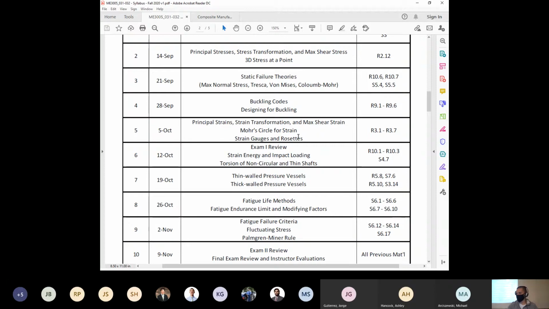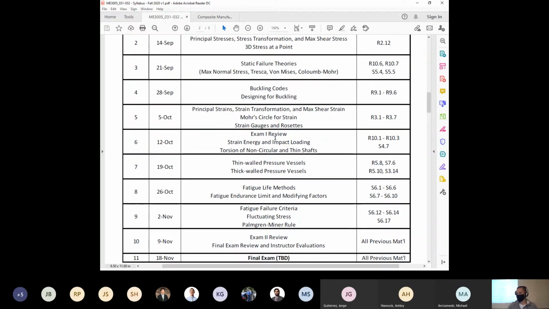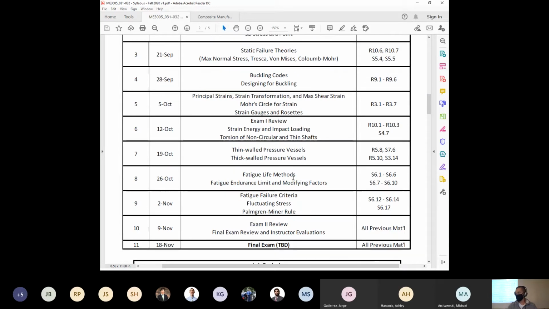Okay, principal strains. That'll be very similar to principal stress. And then we'll have our first exam. So a lot of what I think are foundational topics for mechanics of materials, stress, strain, principal stresses, principal strains, will be covered on the first exam. Then we'll get into some more advanced topics like strain energy and impact, torsion of non-circular members.